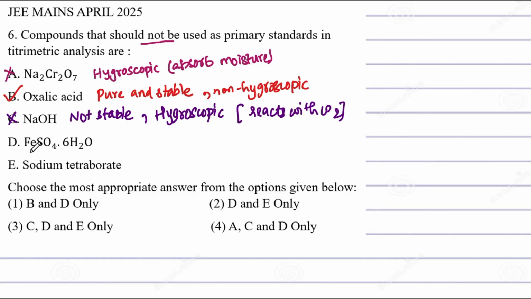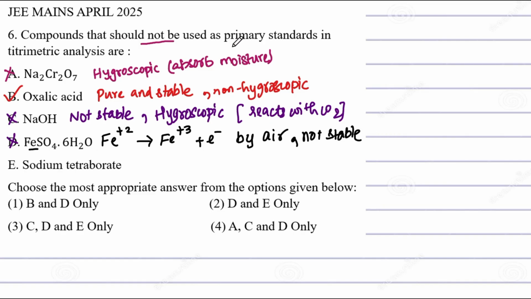The next is ferrous sulfate. Ferrous sulfate also cannot be used as a primary standard because in ferrous sulfate, Fe is present in the +2 oxidation state. So it is easily oxidized to the +3 oxidation state by air. It means that it is not stable. Only when a reagent is stable can it be used as a primary standard. Here, ferrous sulfate is not stable because it is easily oxidized by air.